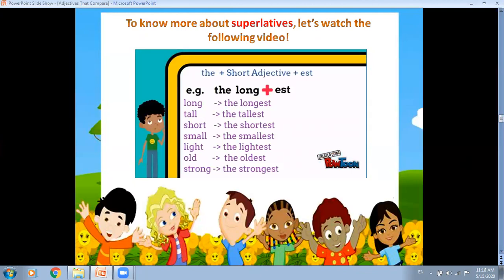Okay, let's check the first one. We have to start with the. I have to add the before the short adjective, and I have to add est at the end of the adjective. Let's read the example. Long, the longest. So the adjective is long. I have to add est. See? Longest, the longest. Tall, the tallest. Short, the shortest.